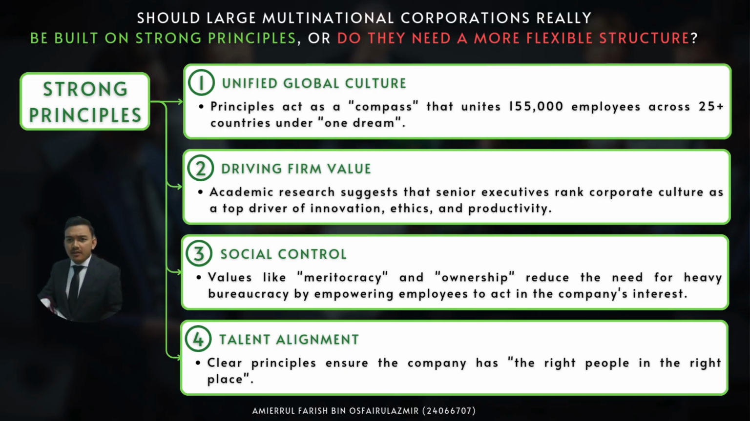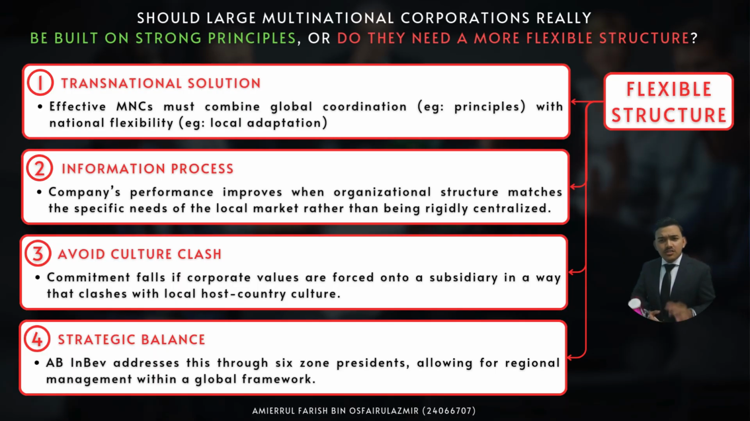Research by Graham and others shows that a strong corporate culture is a top driver of firm value, innovation, and productivity. By fostering a sense of ownership, AB InBev reduces the need for complex bureaucracy, ensuring everyone works in the same direction. On the other hand, research on transnational organization by Bartlett and Ghoshal argued that the most successful firm must combine global principle with local flexibility.